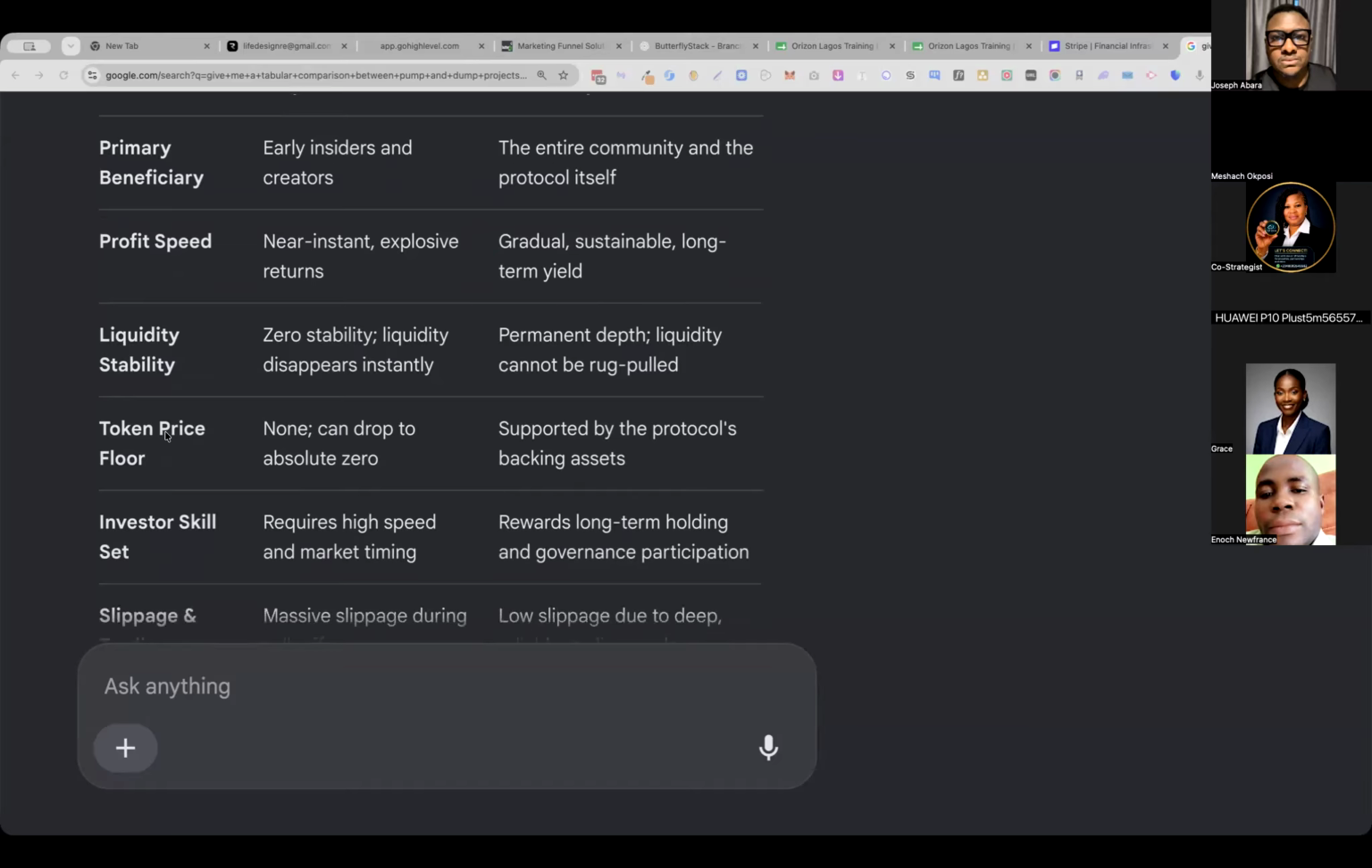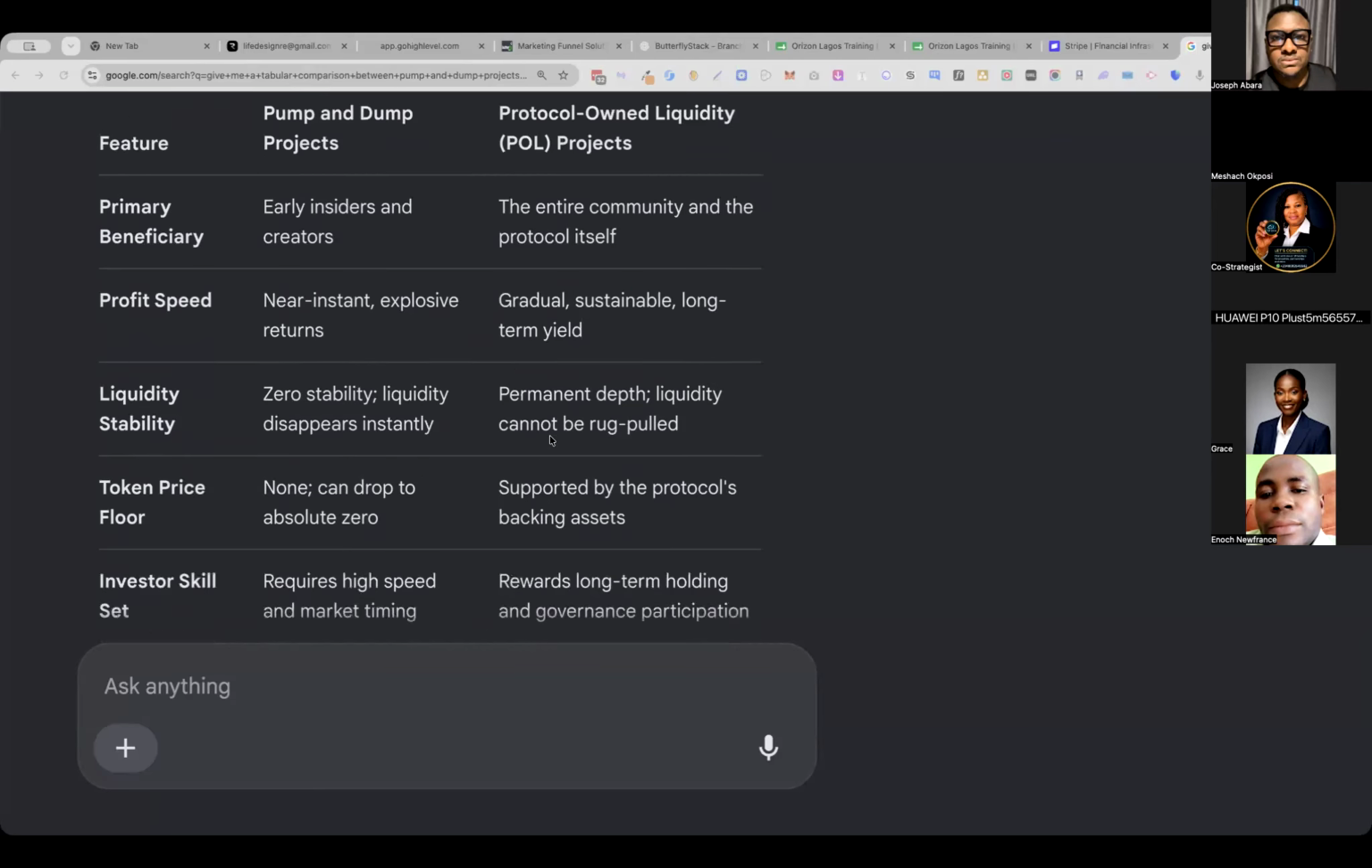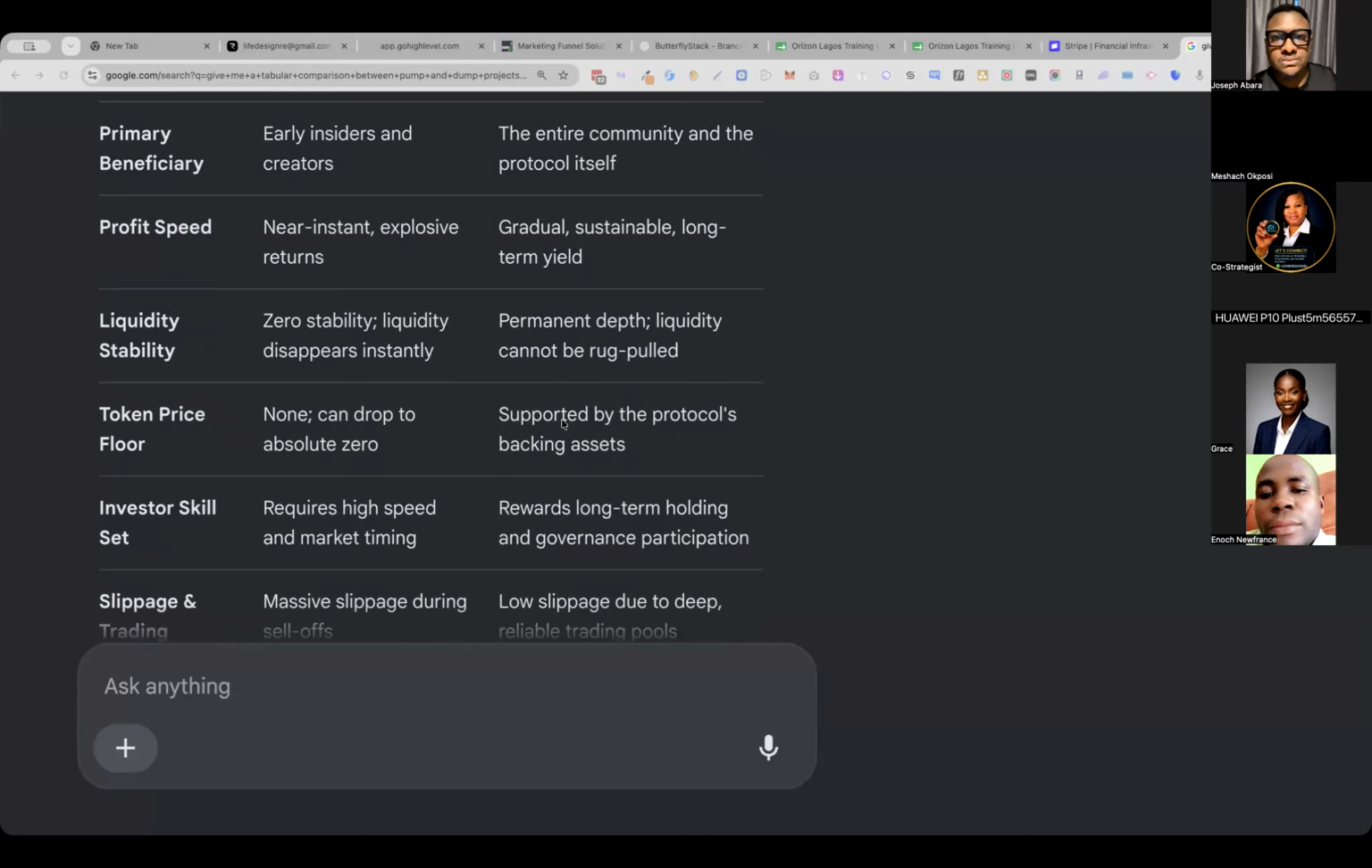Token price floor. In pump and dump projects, there's none. The price can drop to absolute 0. That's what you're seeing here. What about protocol-owned liquidity? It has a price floor that is supported by the protocol's backing assets. That is what is in the treasury. So every protocol-owned liquidity project has money in the treasury. That money in the treasury is what creates the price floor that is supported by the protocol's backing assets. Those backing assets are in something called the treasury.